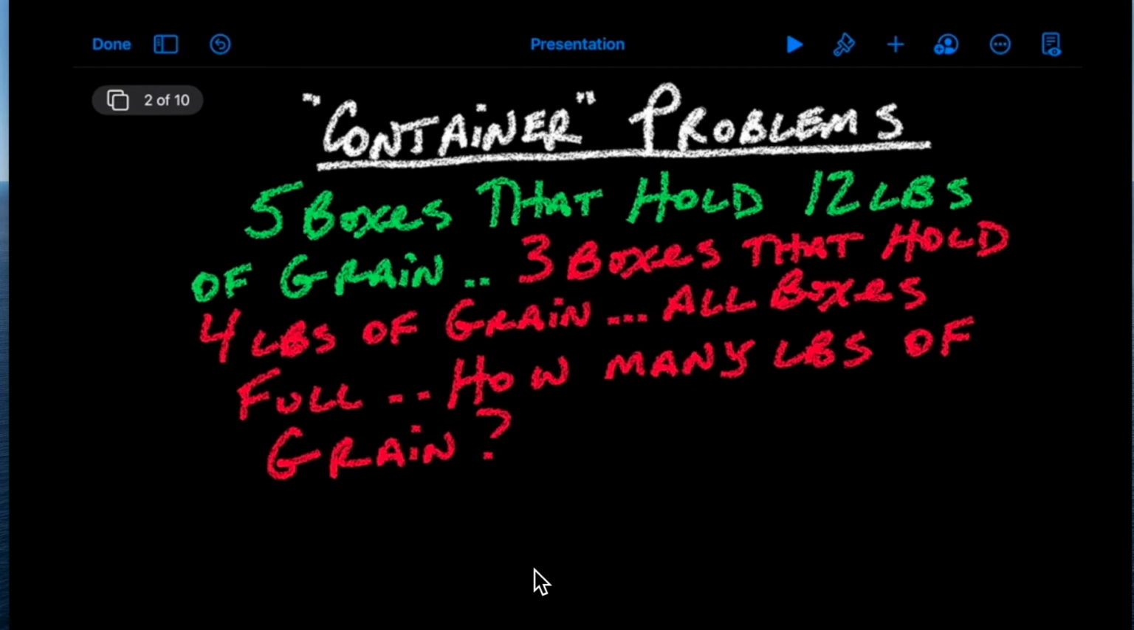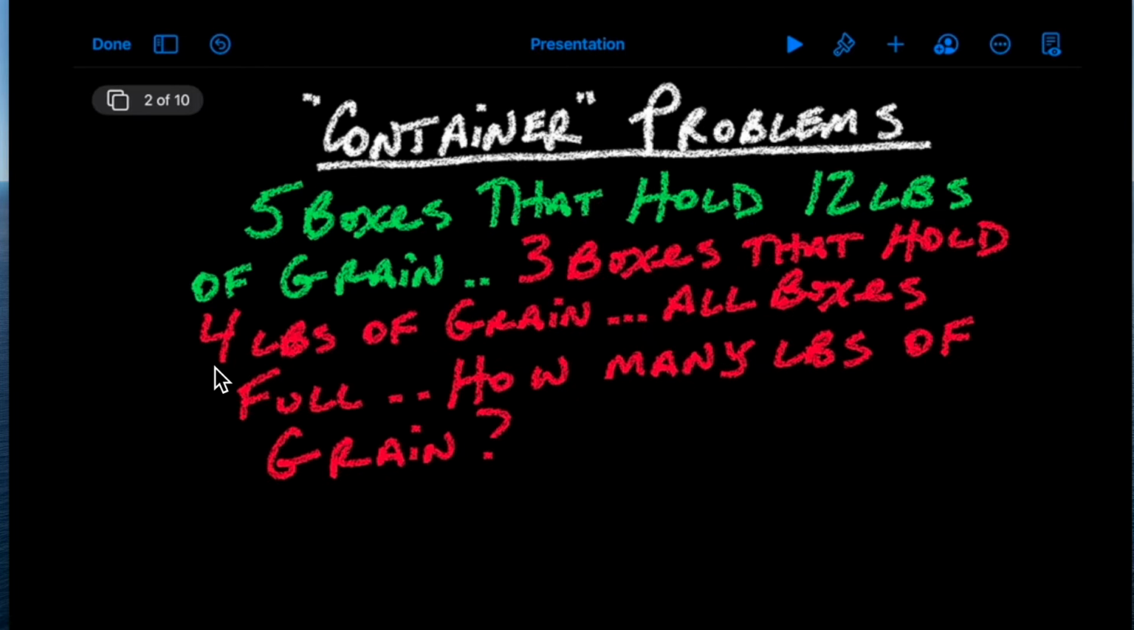In this video, I'm going to talk about container problems, and the SAT loves to ask these types of problems in multiple forms. So let's start out with this relatively simple problem where we have 5 boxes that hold 12 pounds of grain and 3 boxes that hold 4 pounds of grain. If we assume that all boxes are full, how many pounds of grain do we have?